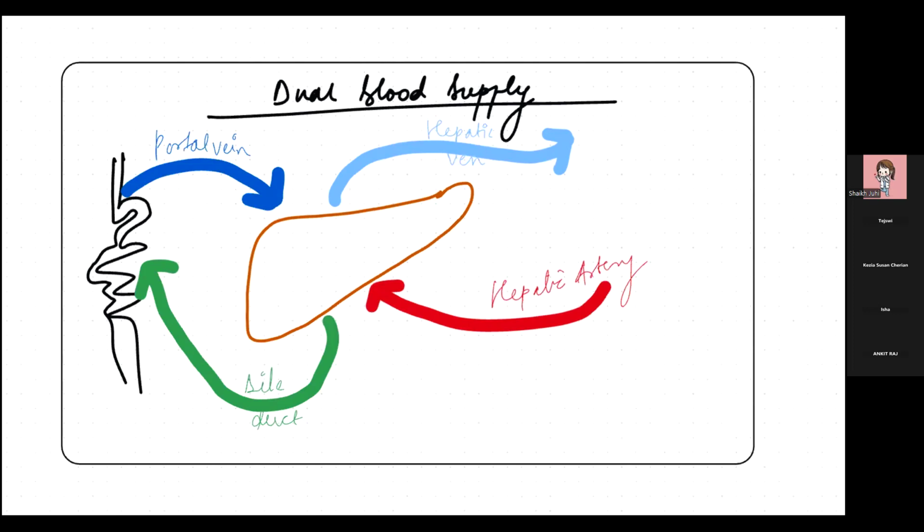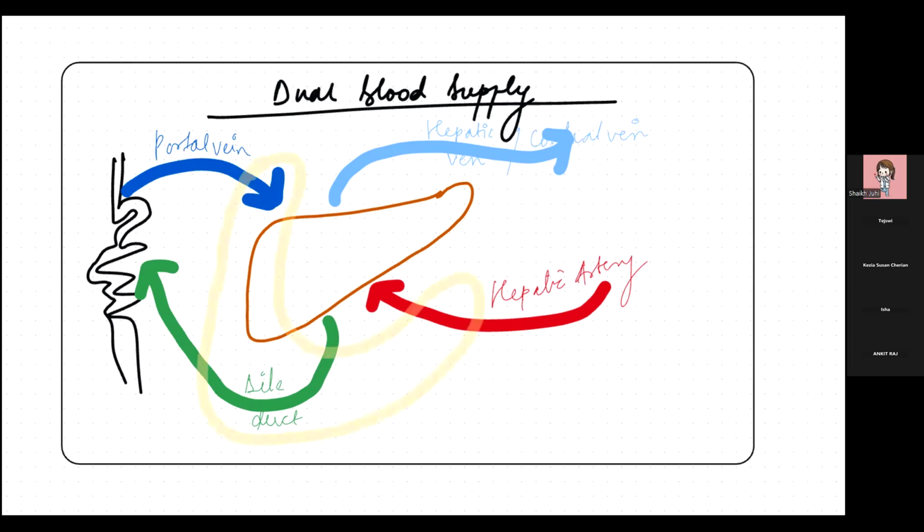Okay, now what happens? Among the four, three are the best friends. Who are the best friends? Except the hepatic vein, which is also called the central vein, we have three structures that are best friends. So who are these best friends? Portal vein, bile duct, and the hepatic artery.